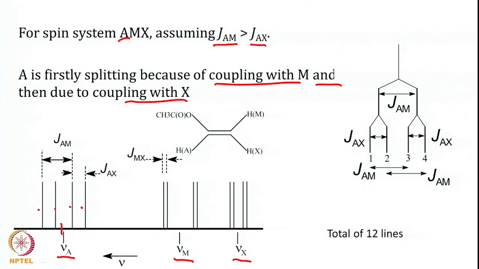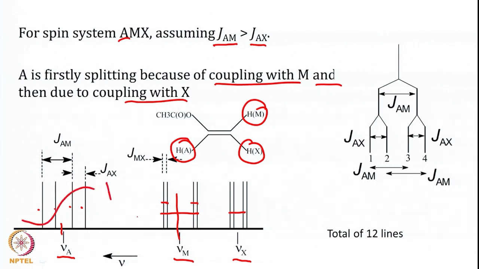Now M is also coupled with A, therefore the splitting first happens because of A into 2, and JMX is smaller, so again it will be split into 2. Similarly, X is coupled with M, so it will be split into 2, and further it is coupled with A, so that will be split into 2. For a system like this, with A, X and M, we have a spectrum like this. If I integrate here, this will be intensity 1, intensity 1 and intensity 1, because each is contributed by only one proton, but the difference in the lines comes because they have different J coupling values.